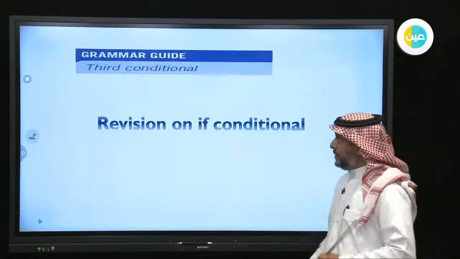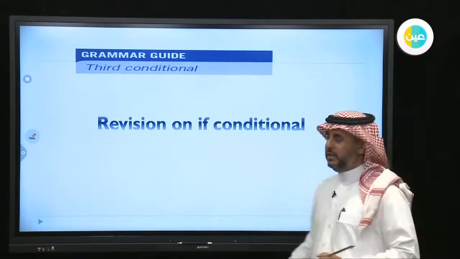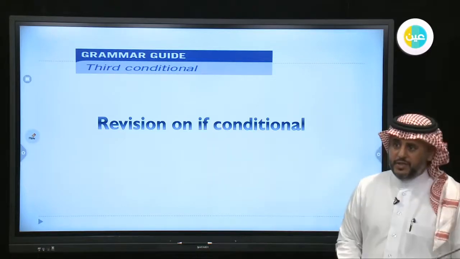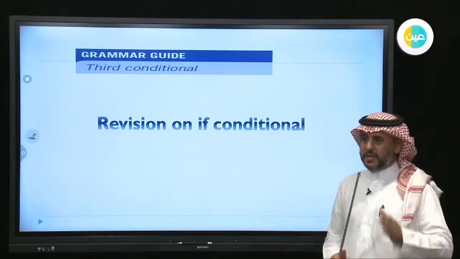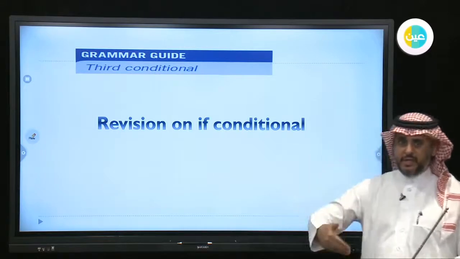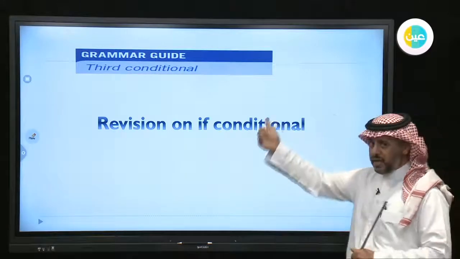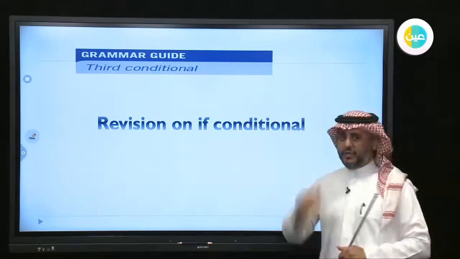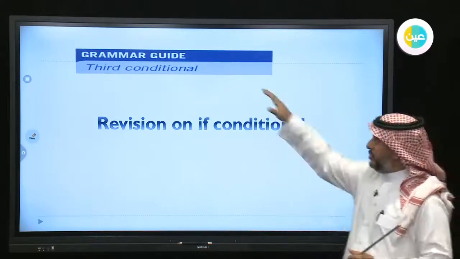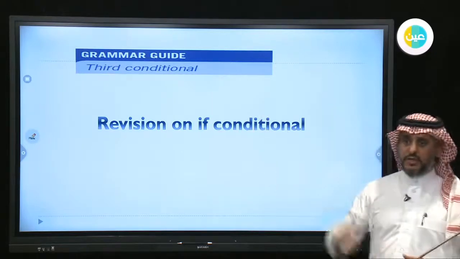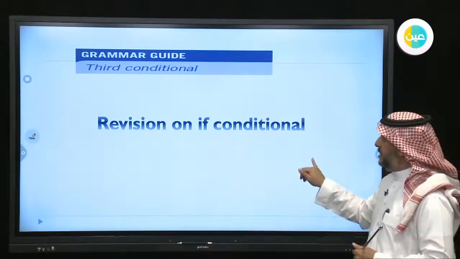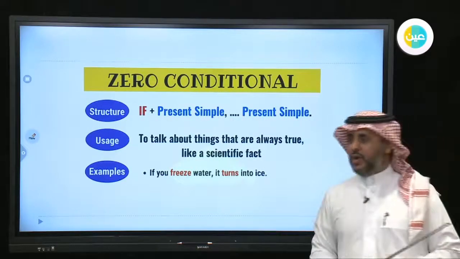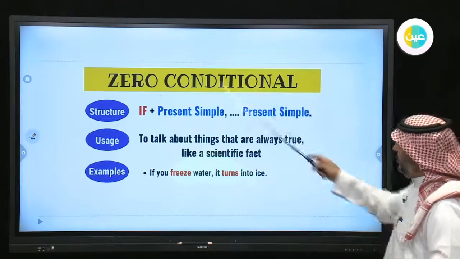Ready? We are going to talk about the third conditional. Grammar, third conditional. Third means that there is second, first and zero. Let's revise the conditionals. We will focus on the third, but we will revise all the if clauses. Zero conditional, or if clause 0. Look at this one.